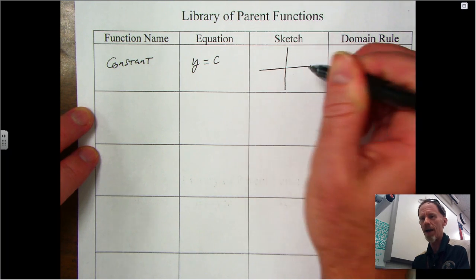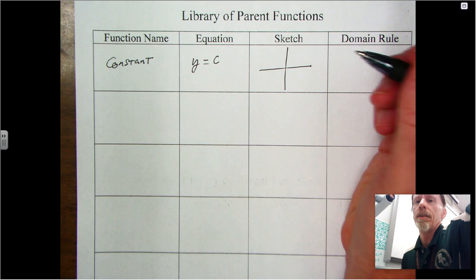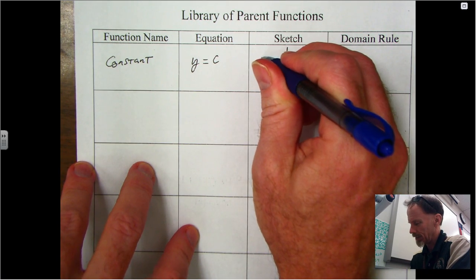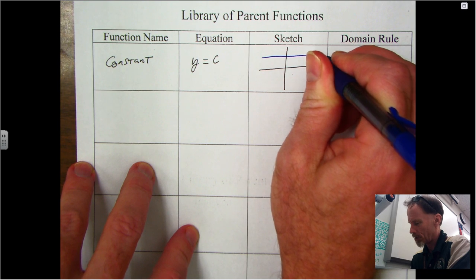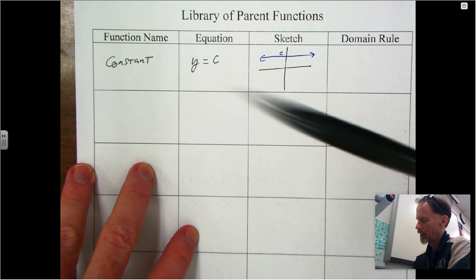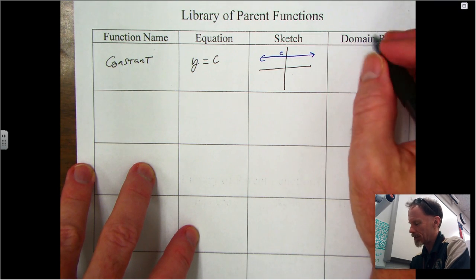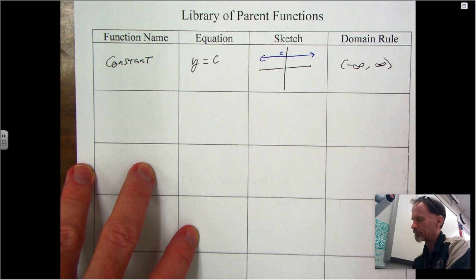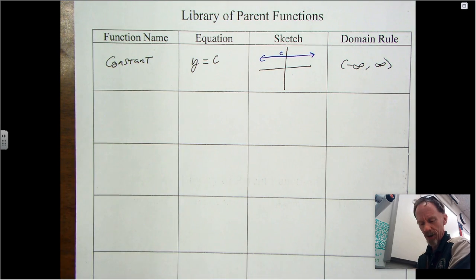So this is your xy axis. The graph itself is anywhere, like I say, pick a number, and that c is just going to be that horizontal line at wherever that c number is. Okay. Domain, obviously, x can be all real numbers. So negative infinity to infinity. Okay, again, not very exciting.